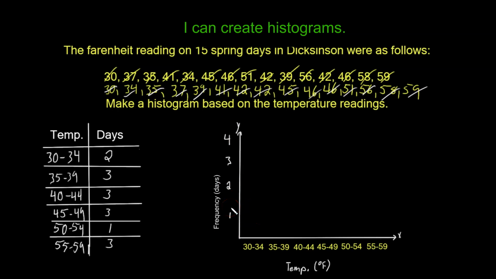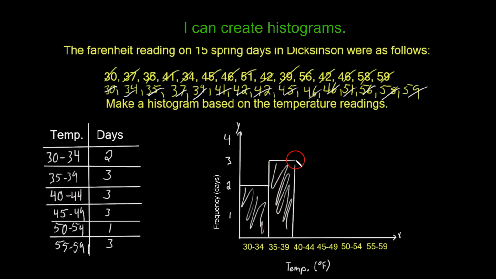Okay, so now all that we need to do is fill out this histogram. From 30 to 34, there were 2 days. So I'm going to go up to 2, and we're going to make a little box like that. Okay, and we can fill it in if we want to. From 35 to 39, there were 3 days. So I'm going to go up here to 3 and across and then back down right here. Okay, so we can fill that in again.